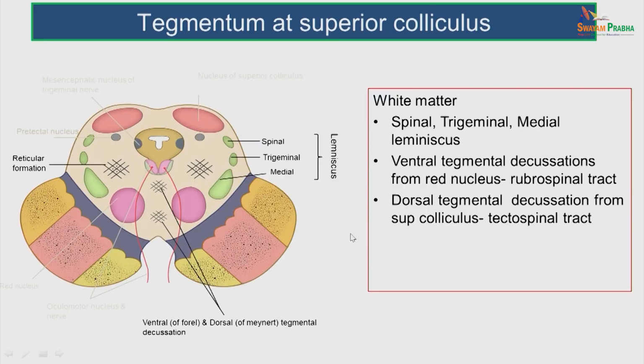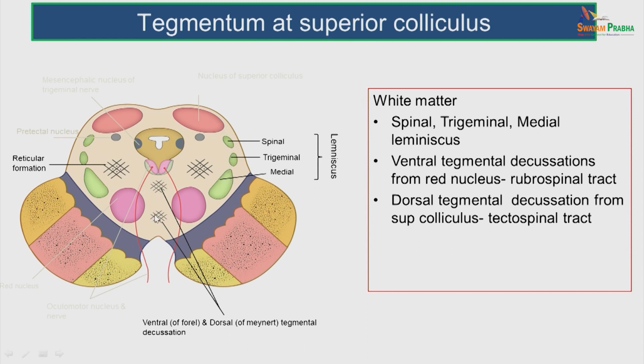Now, coming to the white matter at the superior colliculus level. The same continues here: in front of the substantia nigra, there is a red nucleus, and lateral to that we appreciate the medial lemniscus, trigeminal and spinal. The lateral lemniscus has already disappeared with the inferior colliculus level. Here we see only the three lemnisci.